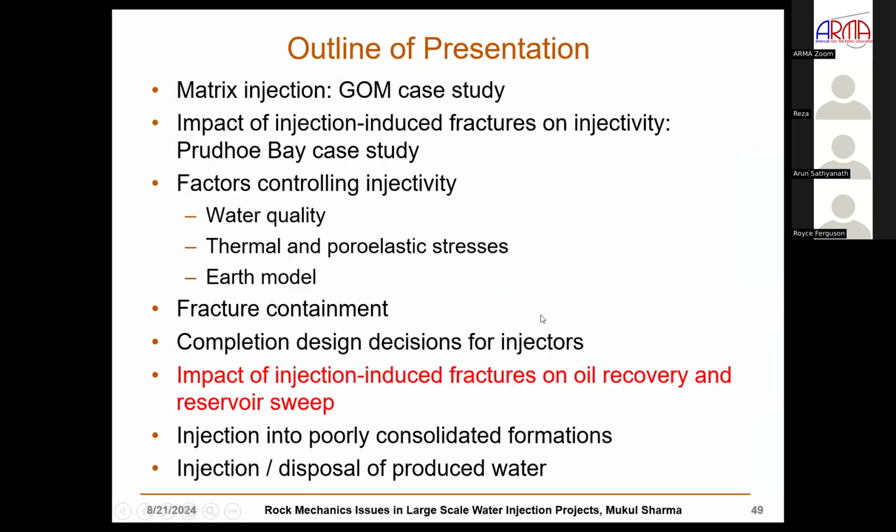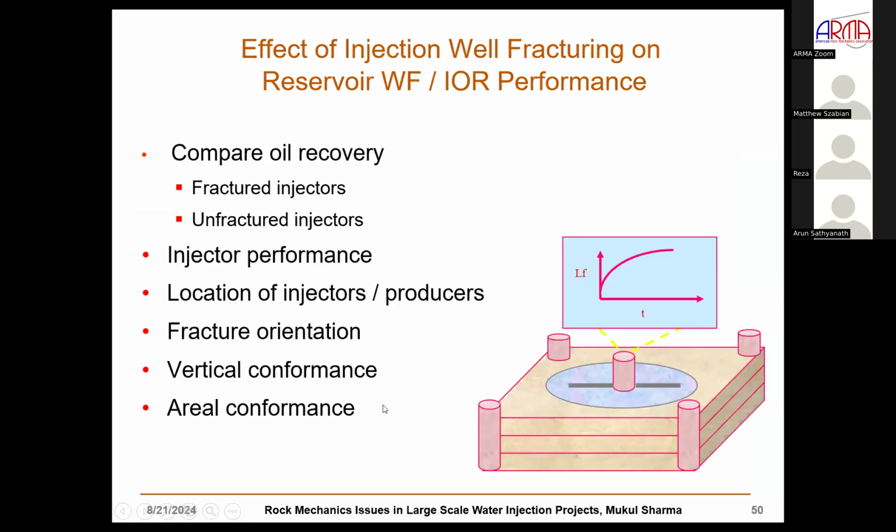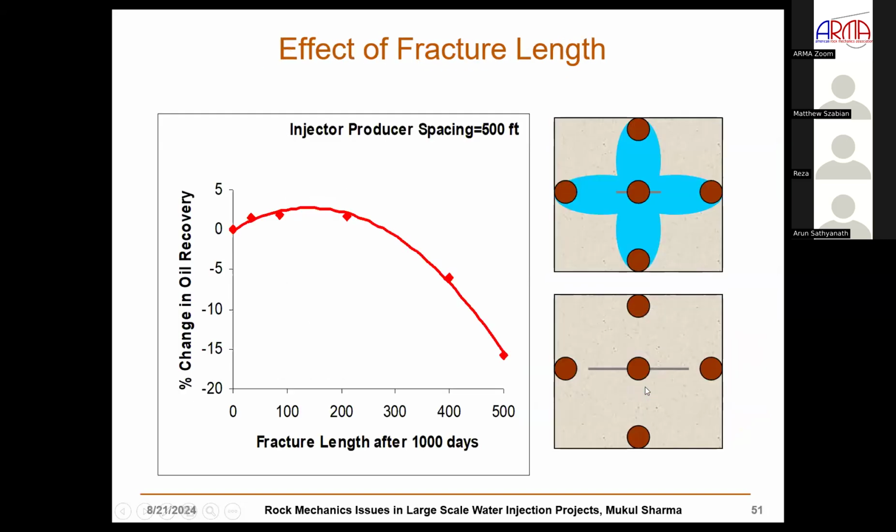So ultimately, the growth of these injection-induced fractures can have a significant impact on oil recovery and reservoir sweep, right? And so if you imagine a cartoon like this, where you have an injection well and production wells, and the fracture is growing here, you can actually get clear bypassing of some oil as a result of this poor vertical conformance or poor areal conformance as a result of this injection, right?